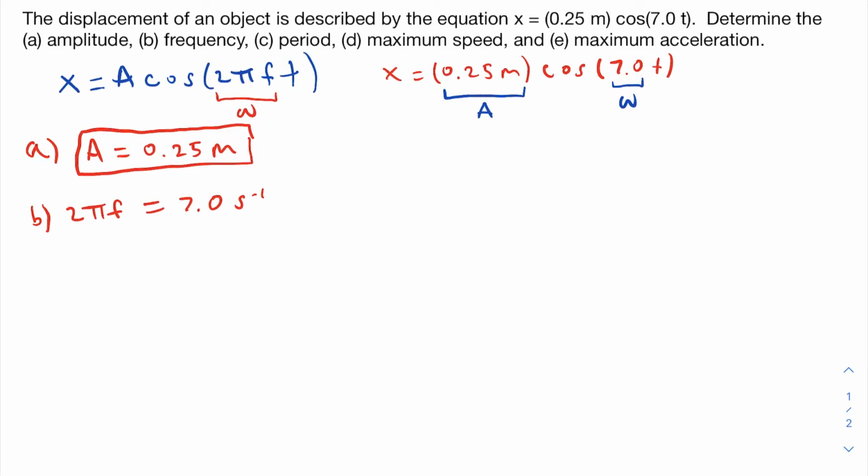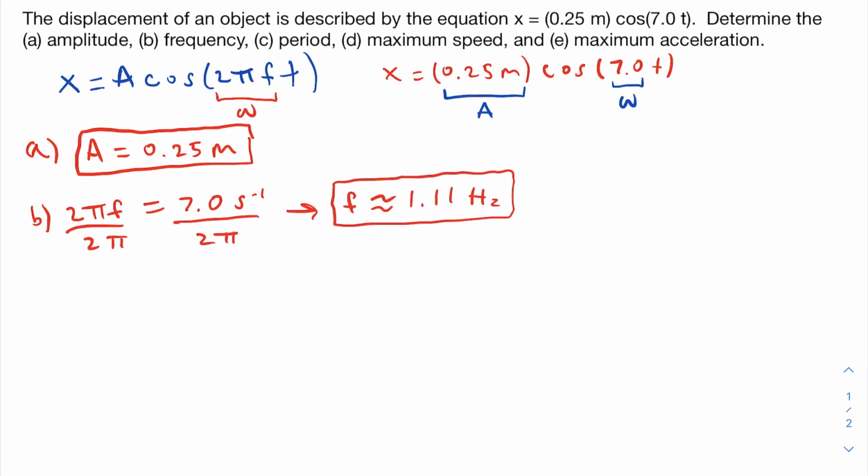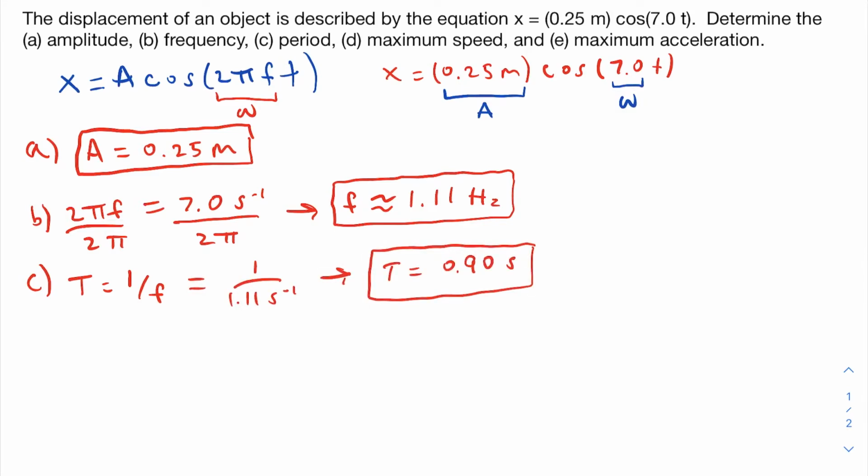For part B, we can use the fact that the angular velocity, or 2 pi times the frequency, is equal to 7 radians per second. Because radians are a dimensionless quantity, we can just write 1 over seconds, or seconds to the negative first power. We can divide by 2 pi to find that the frequency is equal to approximately 1.11 hertz, or cycles per second. Because period is just the reciprocal of frequency, we can divide 1 by the frequency that we just found to find that the period is equal to approximately 0.90 seconds.